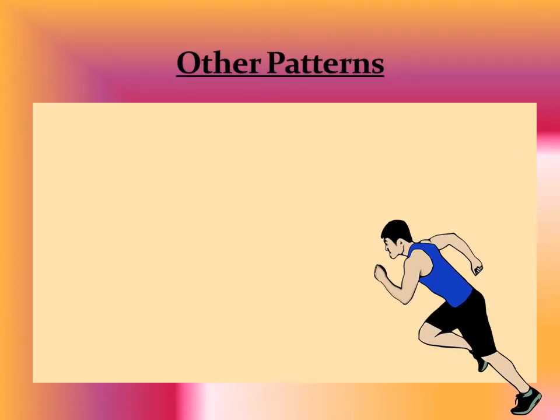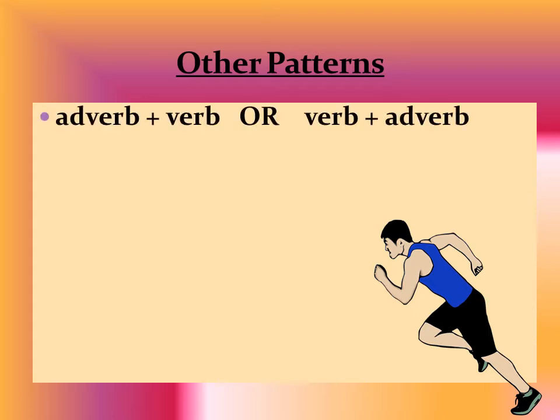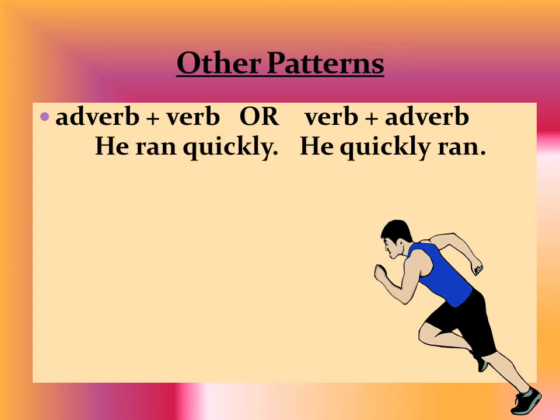Let's look at other patterns in English word order. When we have an adverb, we want to keep it close to its verb. So the adverb can come before the verb, or it can come after the verb. Look at these two sentences. We can say he ran quickly, or he quickly ran.